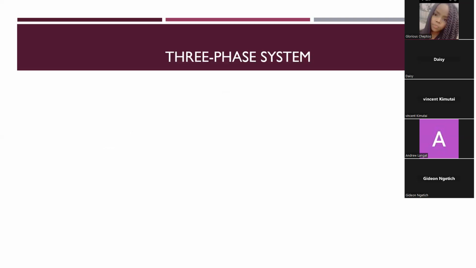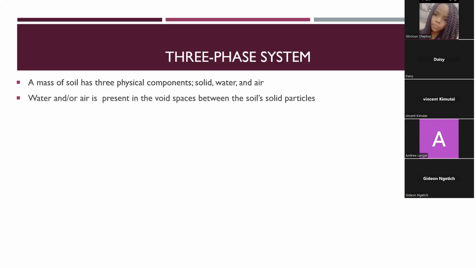So we are starting with the three-phase system. I think you are very well conversant with this from our primary school education. We learned about the composition of soil. Who remembers the composition of soil from primary? We said soil has air, water, and the solids. Yeah, so those are the three phases.